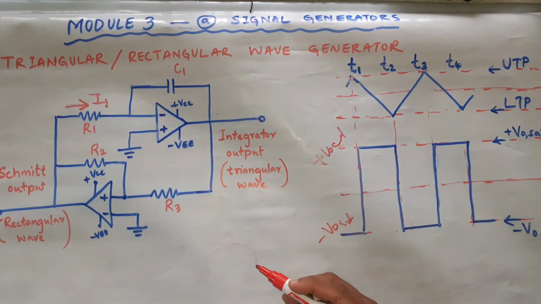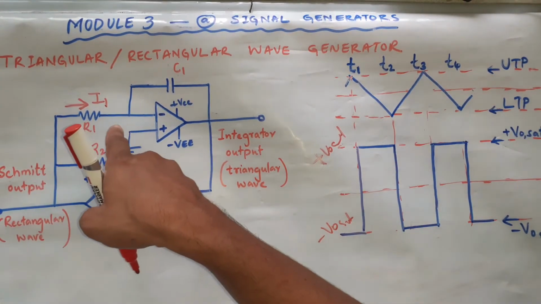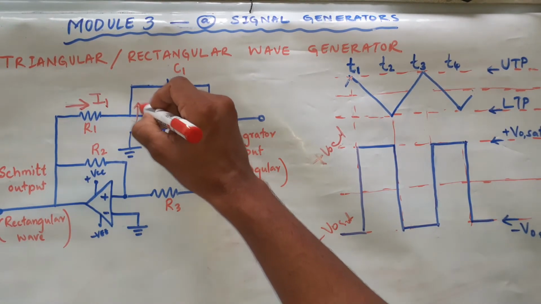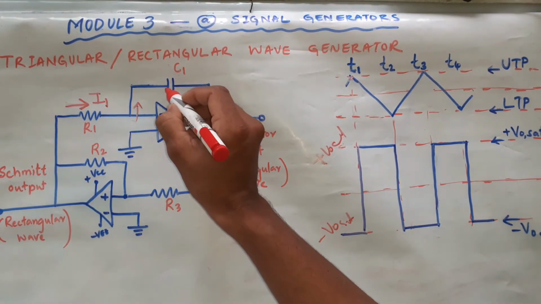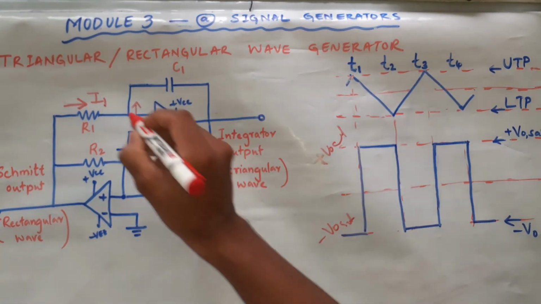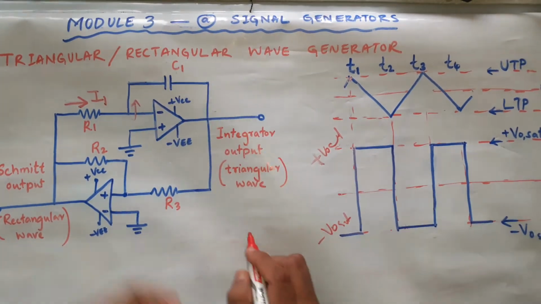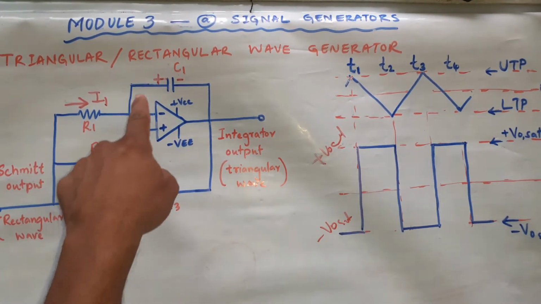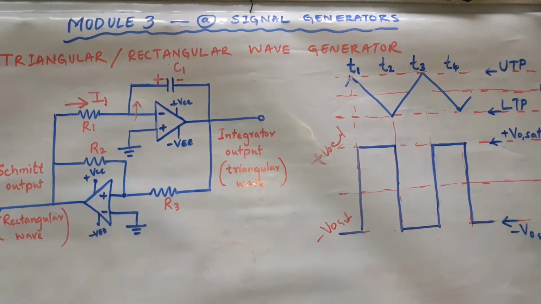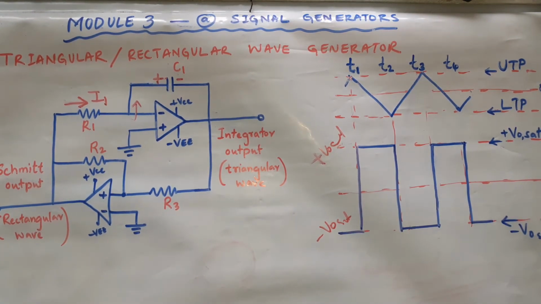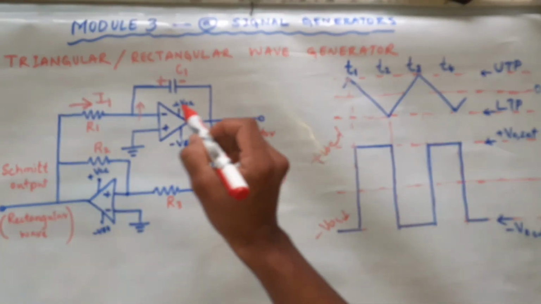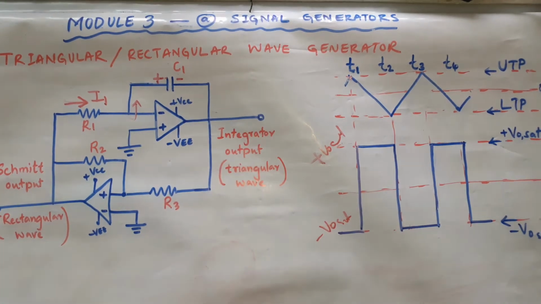Current I1 flows through resistor R1 and goes like this through capacitor C1. So when current flows like this, it charges your capacitor with polarity plus on the left side and minus on the right side, as shown here. Now while the capacitor is charging, it will produce a negative going ramp from T1 to T2.